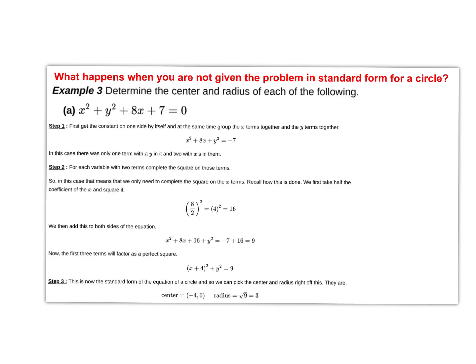So if you're wanting a more in-depth explanation of the previous problem, here are the steps written out. You can see that we got to the same conclusion as I got. The center is at -4, 0, and the radius is 3.